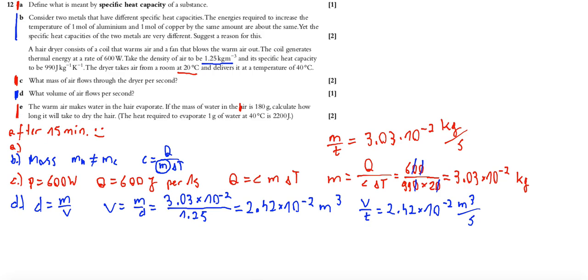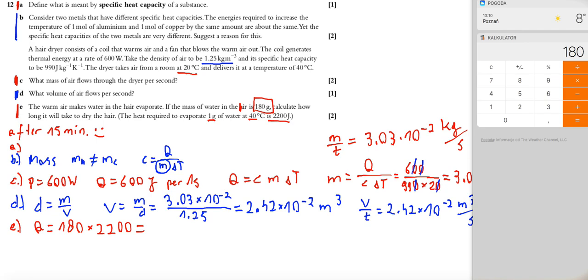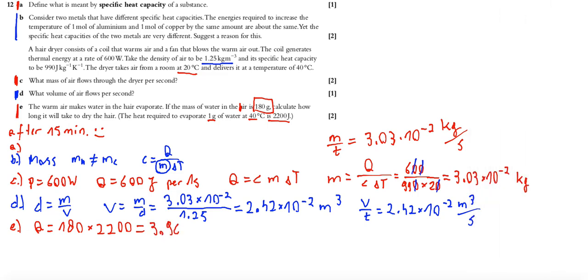Okay, so let's look. We know that we have 180 grams of water, and we know that 1 gram at 40 degrees needs 2200 joules. So first we can calculate how much thermal energy is needed. We have to multiply 180 grams times 2200, because if 1 gram requires 2200, then 180 grams requires 180 times 2200, which is 3.96 times 10 to the power of 5 joules of energy. So this is the amount of energy which is needed.